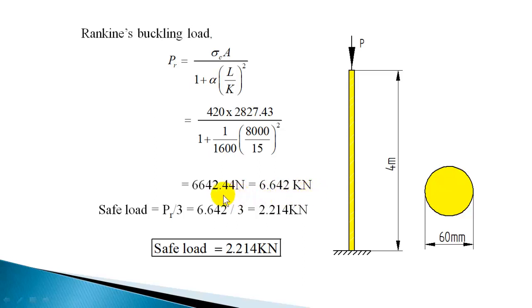So this is the Rankine's buckling load or crushing load. It may be buckling or crushing. So Rankine's failure load is given by 6.642 kilonewton. Now safe load is PR by 3, 6.642 divided by 3, or 2.214 kilonewton. So this is the safe load you can apply on the column. So the safe load that can be applied on the column is 2.214 kilonewton.